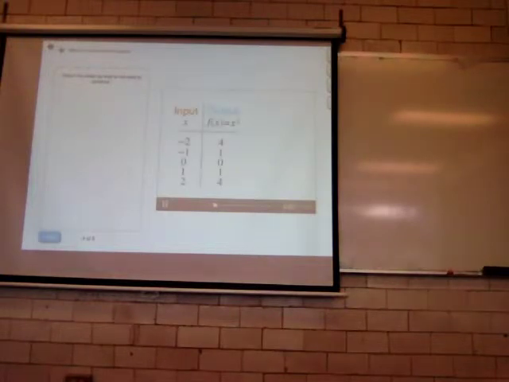Okay, now here's an input-output table for the function x squared. Let's try to find the inverse of this function. We can switch the inputs and the outputs. Okay, so what do you think is the inverse of x squared?